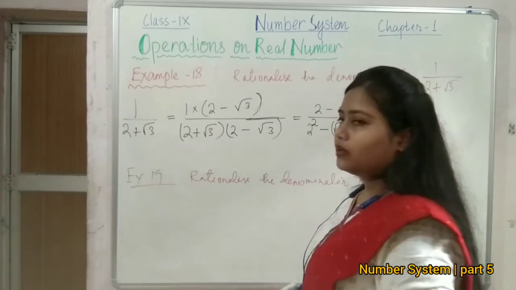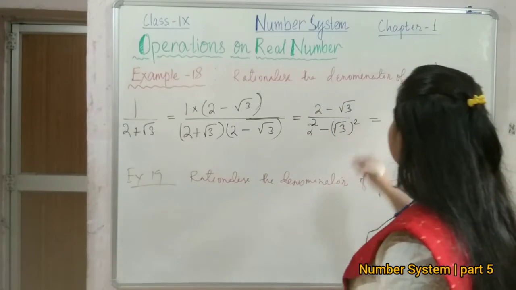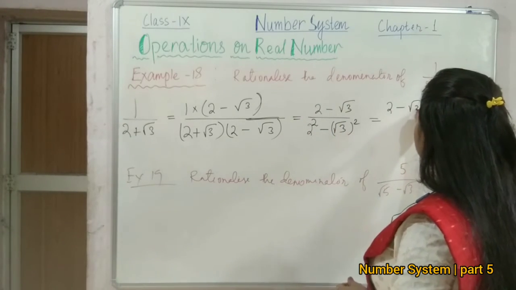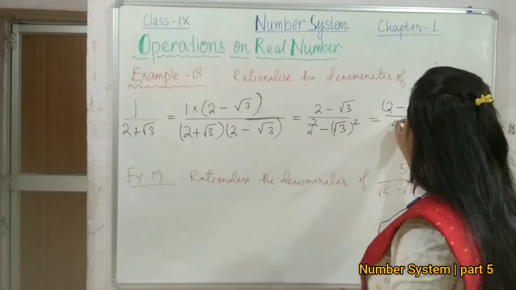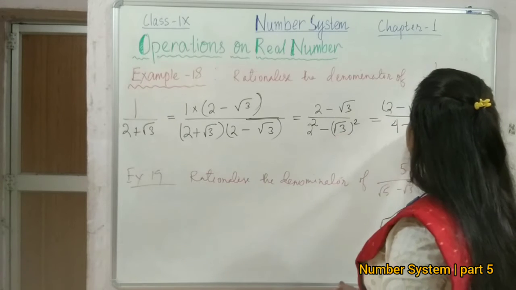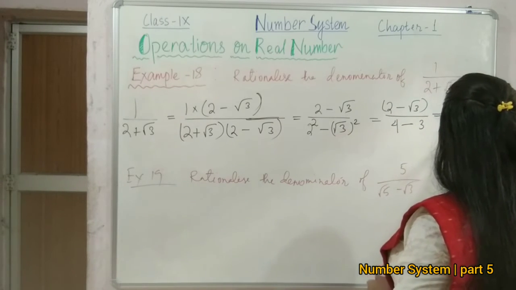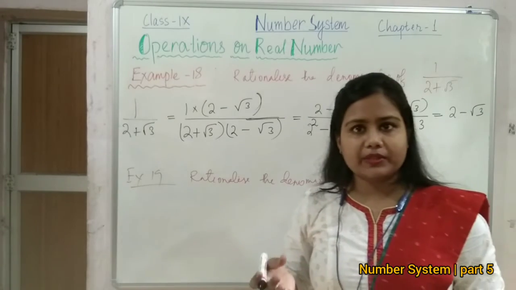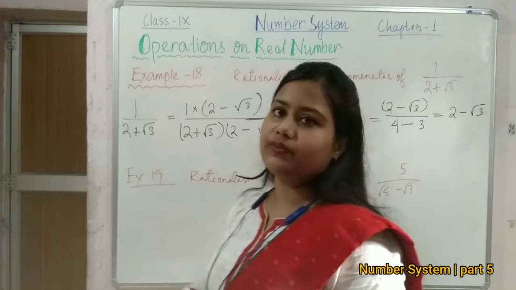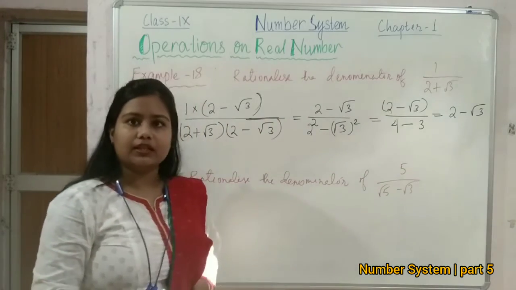The numerator will remain unchanged because we are multiplying by 1 only. 2 minus root 3, it is again remaining unchanged. And 2 square is 4, and square of root 3 is 3. So it is 2 minus root 3. As we know, 4 minus 3 is 1. Writing 1 in the denominator is meaningless, so we may not write it. Both are equal.